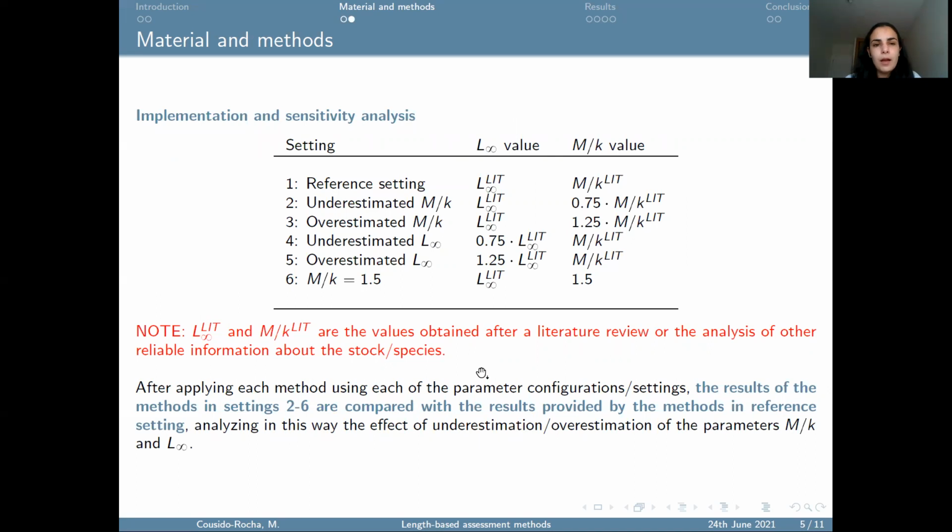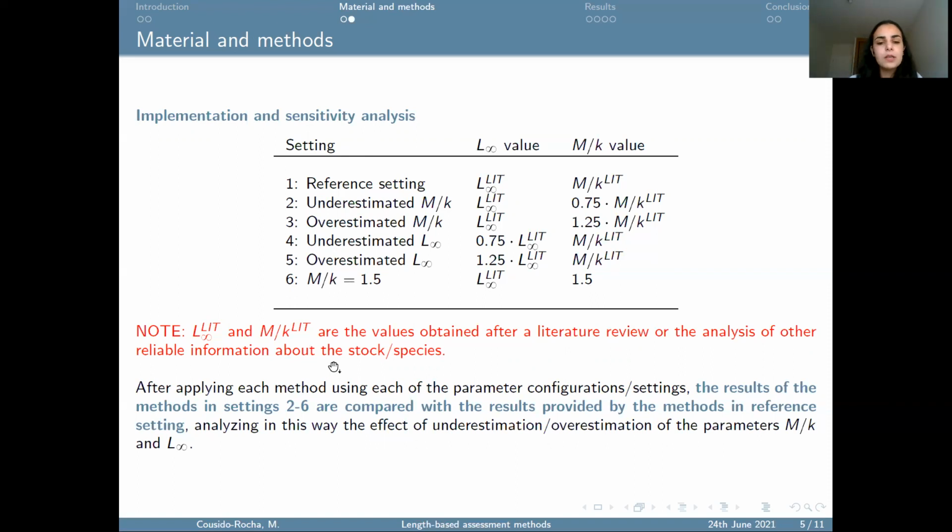Now that we have a basic idea of the LBI and LBSPR methods, we can describe how we analyze the robustness of the methods to the variation of the parameters L infinity and M over K. As you can see, we consider 6 different scenarios. In the first one, the reference setting, the values of L infinity and M over K are the ones derived from a literature review or the analysis of other reliable information, whereas in the other settings we underestimate or overestimate one of the two parameters, and in the last setting we consider M over K equal to 1.5, since it is suggested as a value close to the optimal one.